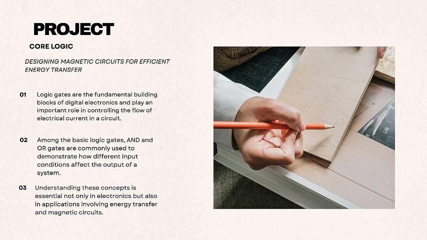Our project title is Designing Magnetic Circuit for Efficient Energy Transfer based on Core Logic. Firstly, logic gates are the fundamental building block of digital electronics and play an important role in controlling the flow of electric current in a circuit. Secondly, among the basic logic gates, AND and OR gates are commonly used to demonstrate how different input conditions affect the output of a system. Lastly, understanding this concept is essential not only in electronics but also in applications involving energy transfer and magnetic circuits.